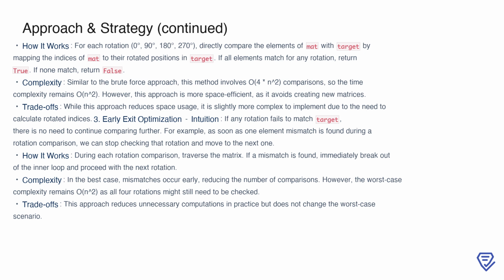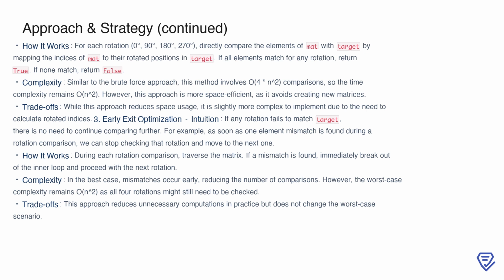otherwise, we return false. The time complexity remains O(n squared), because we still need to traverse and compare all elements for up to 4 rotations. However, this method is more space efficient since it avoids creating new matrices. The trade-off is that this approach is slightly more complex to implement due to the need for calculating rotated indices.